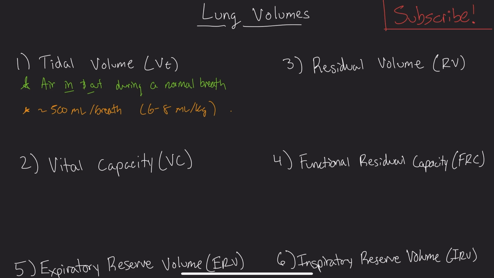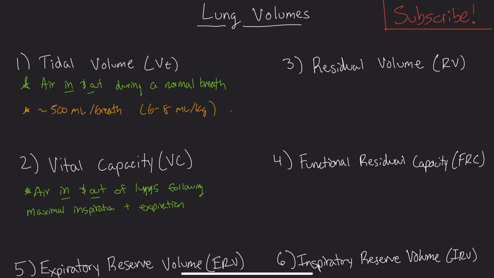Here for vital capacity, this one's similar to tidal volume, except now with vital capacity, this is the amount of air in and out of the lungs following maximum inspiration and maximum expiration. So this is air in and out of the lungs, similar to tidal volume, following maximal inspiration plus expiration. Okay, so maximum breath in, maximum breath out, that's going to be your vital capacity.